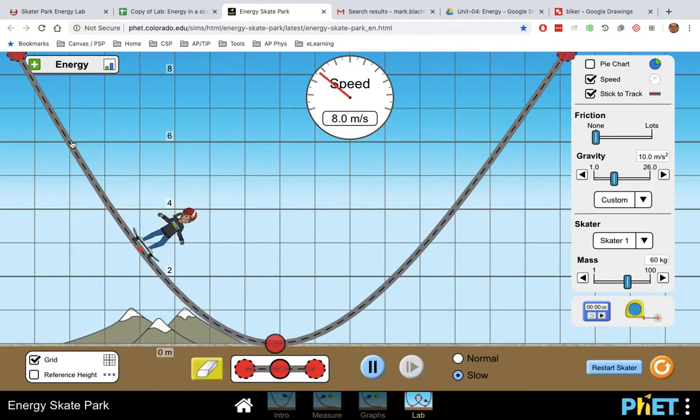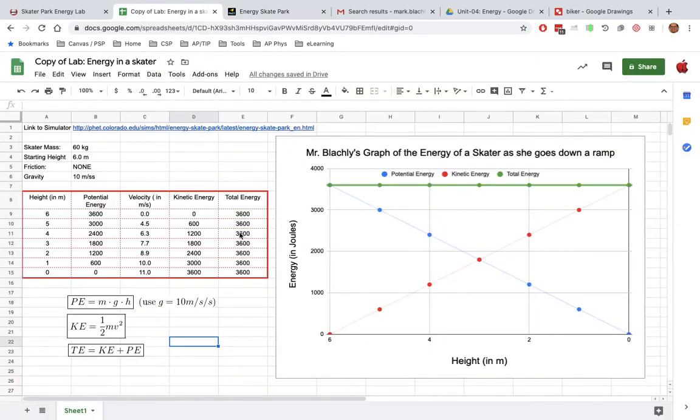And so what we did was we stopped her at various places and we measured her speed and her height, and we found her kinetic energy and her potential energy. And what we got when we did that looks something like this in our lab. Okay, so at a whole bunch of different heights.